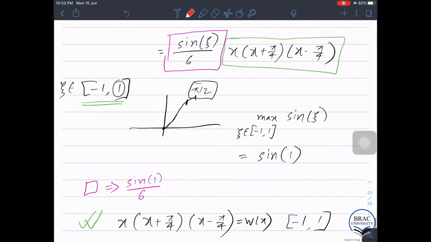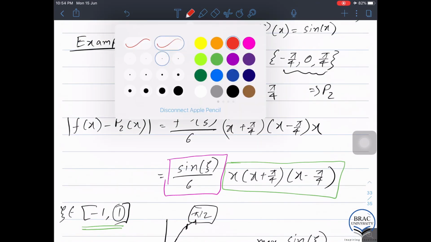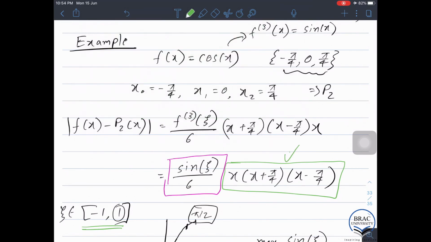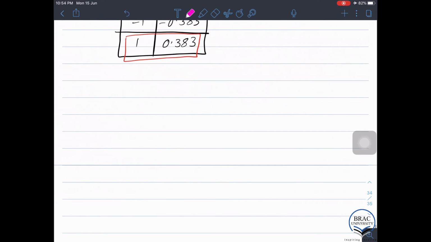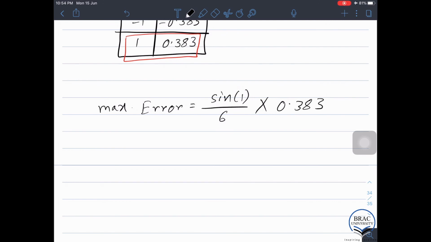So what we have to do here, separately we have found the maximum value of this and the maximum value of this. So the maximum value of this error has been found, which is nothing but, so the maximum error is equal to sine 1 by 6 into 0.383. All right, so we have found it out. You can calculate the explicit number with your calculator.